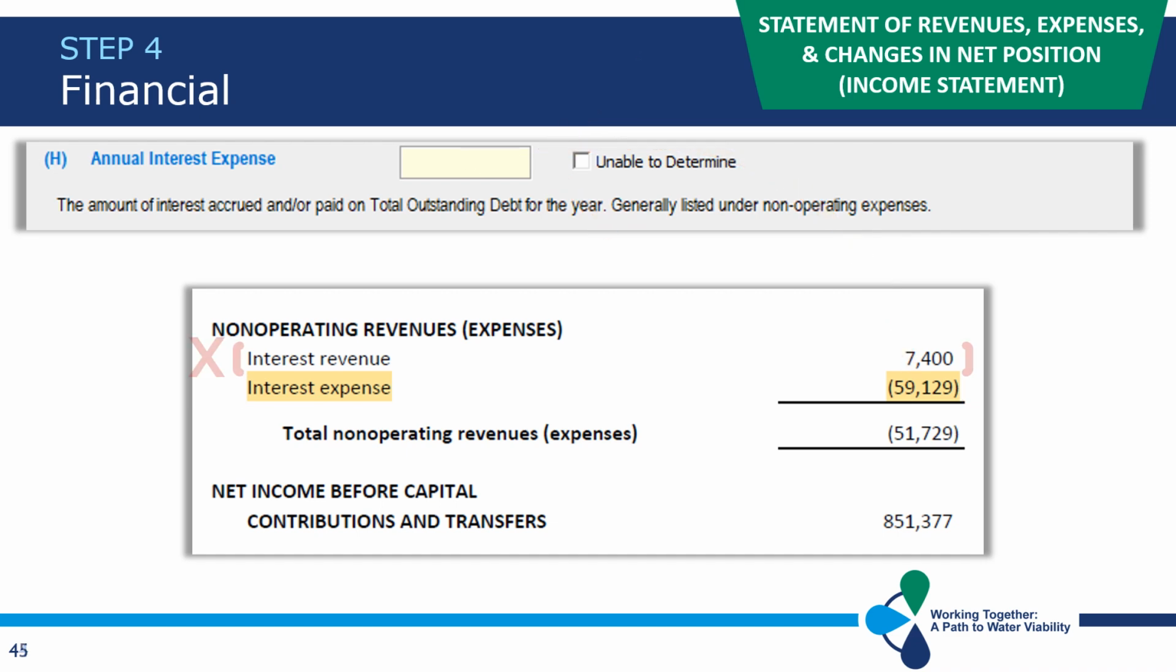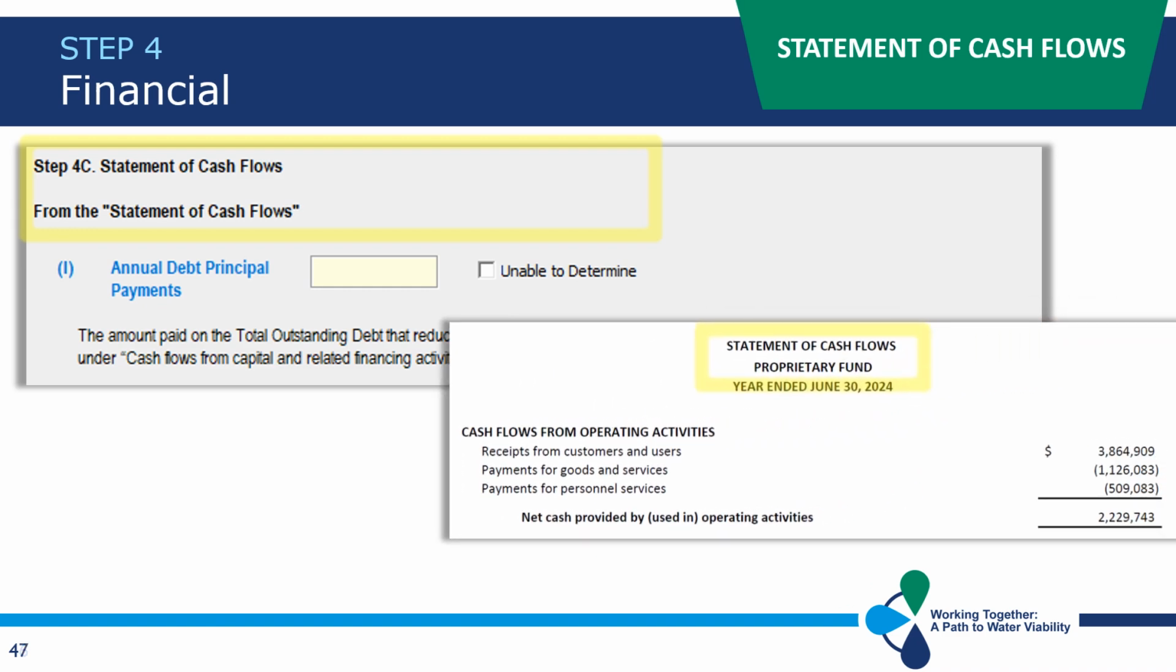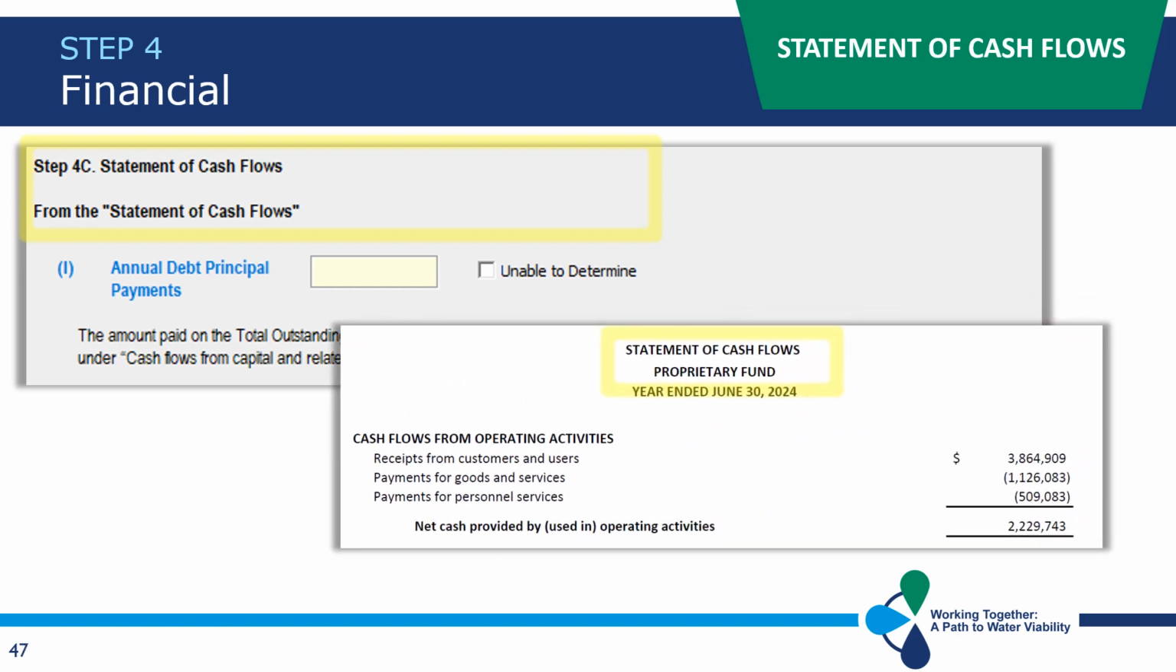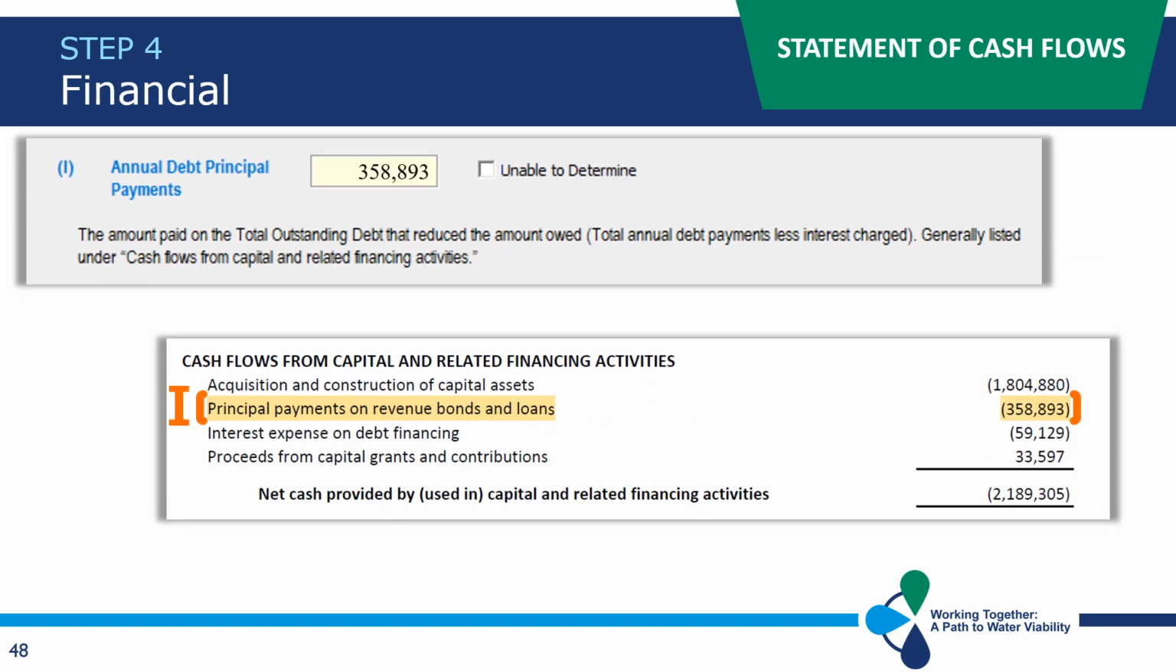If your utility doesn't have any long-term debt, you likely won't find interest expense on the statement and should enter 0 as the answer. For step 4C, you need the statement of cash flows. Here, you will find the annual debt principal payments, which is the amount paid on the total outstanding debt that reduced the amount owed. This number is often found in the cash flows from capital and related financial activities, or in a table in the audit report notes.